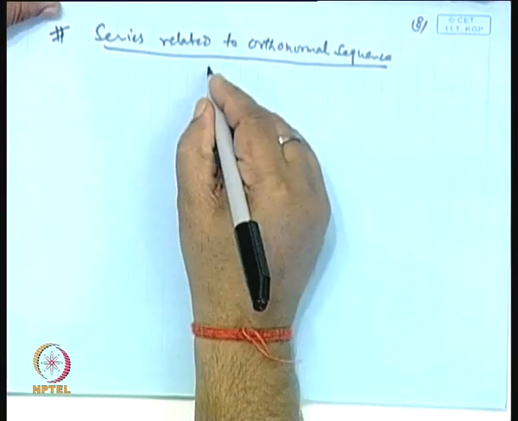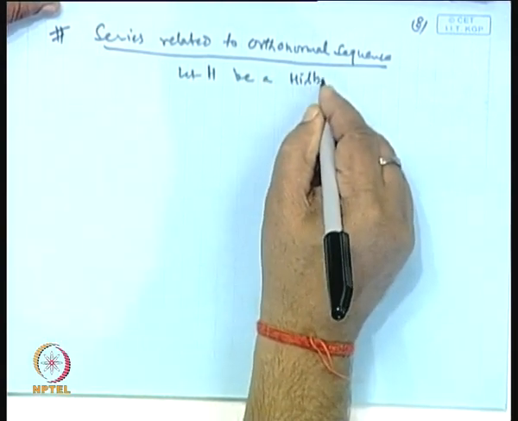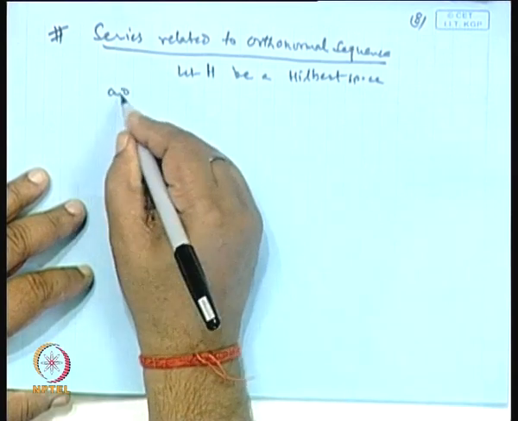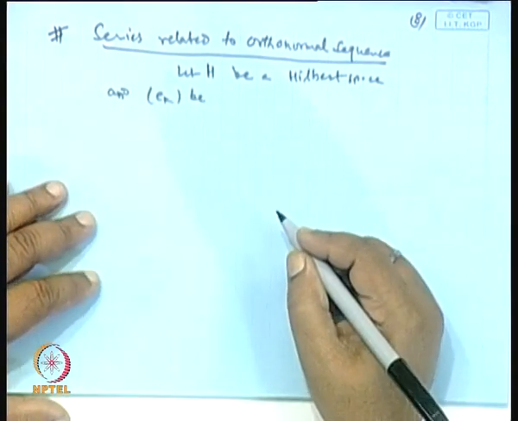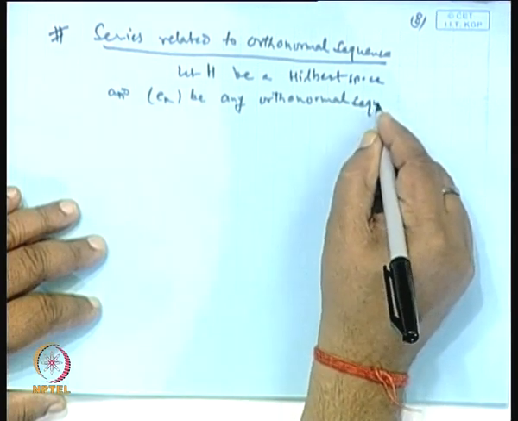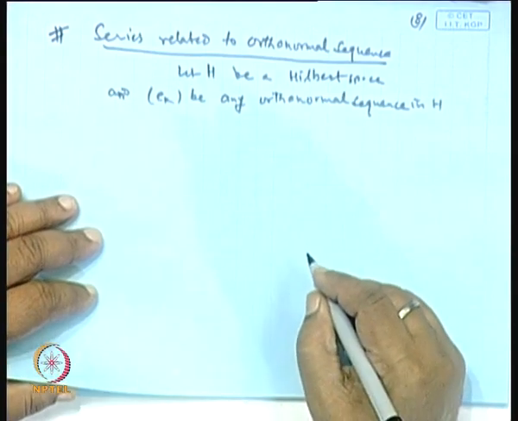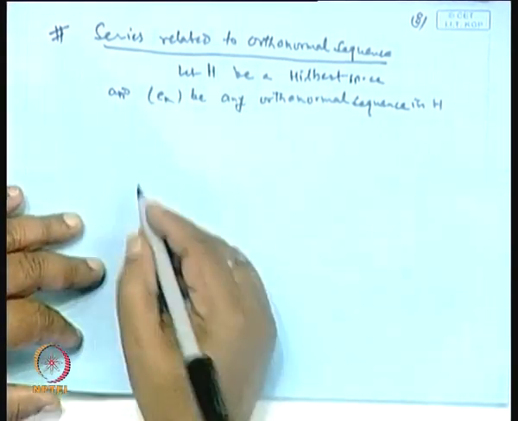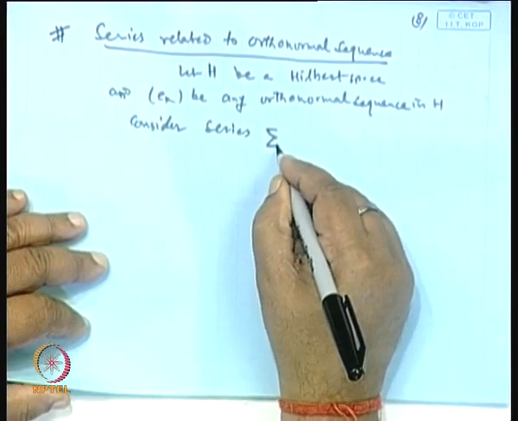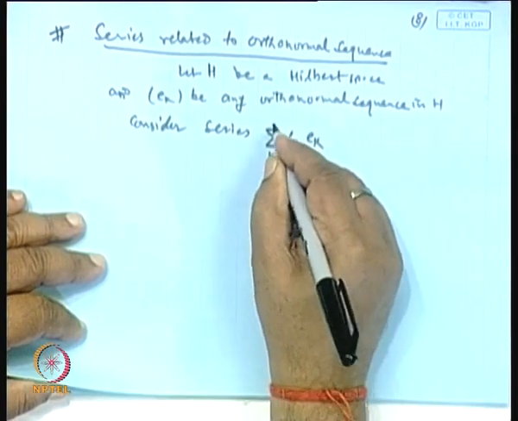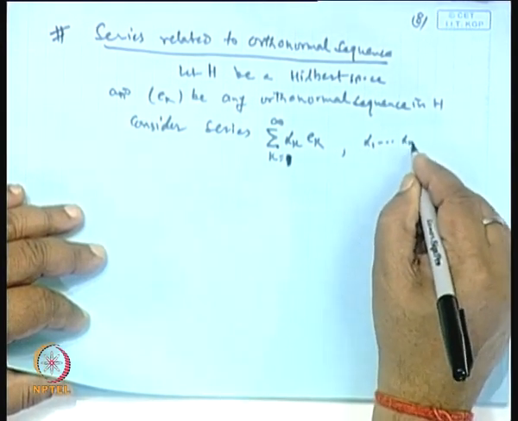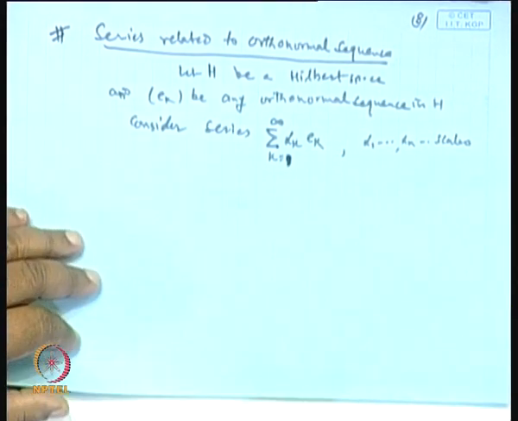Suppose H is a Hilbert space, and let e_k be any orthonormal sequence in H. Consider the series sigma alpha k e k, k is 1 to infinity, where alpha 1, alpha 2, alpha n are scalars. Any scalar, real or complex.